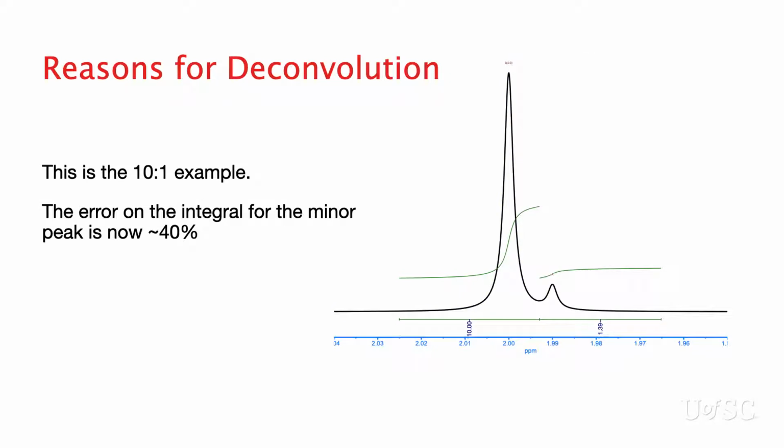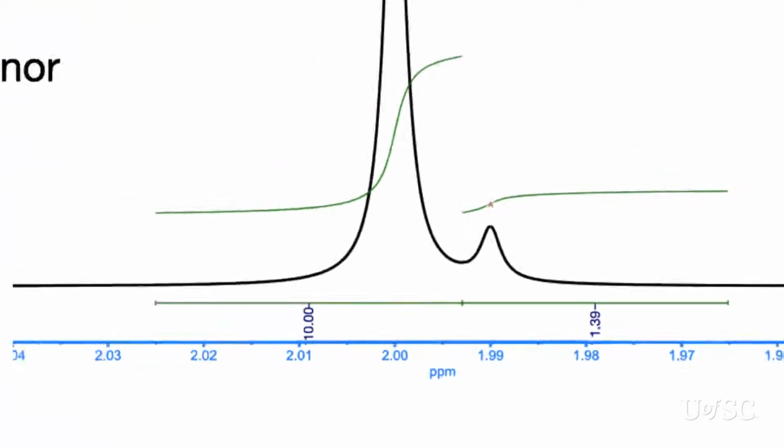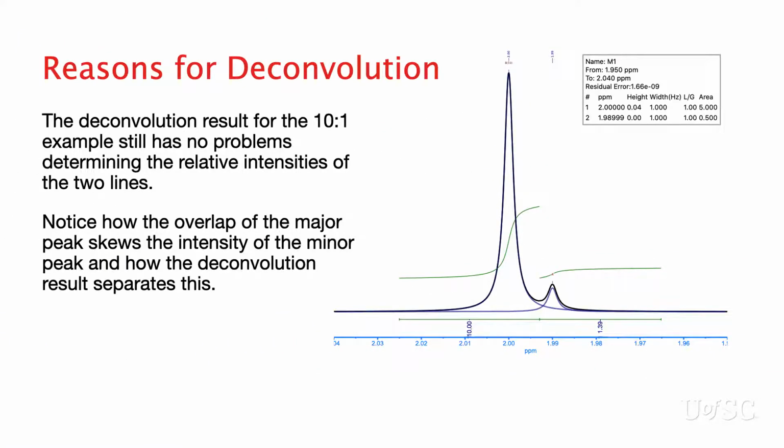We will finish the series with peaks set to a 10:1 ratio. The integration results are now showing about a 40% error for the minor intensity. However, the deconvolution again has no problems determining the accurate area ratio. Hopefully this example has convinced you that the only way to get accurate intensity measurements for closely spaced NMR resonances is to use spectrum deconvolution.